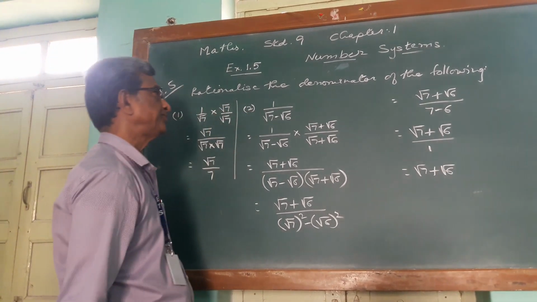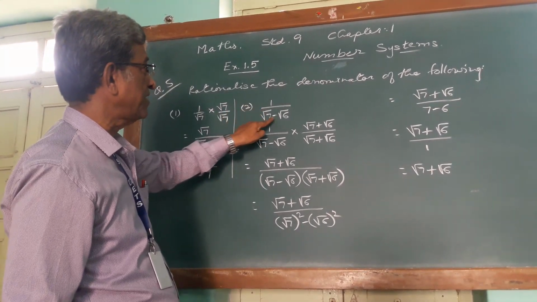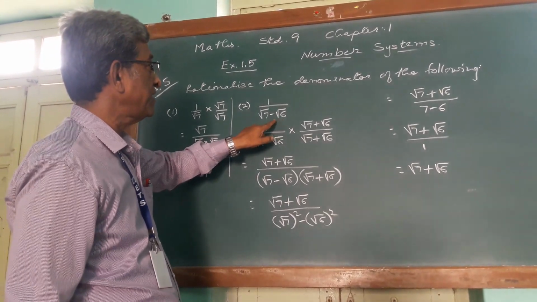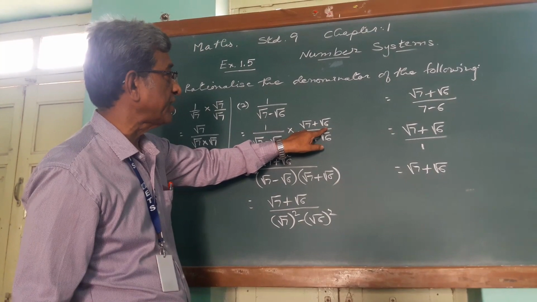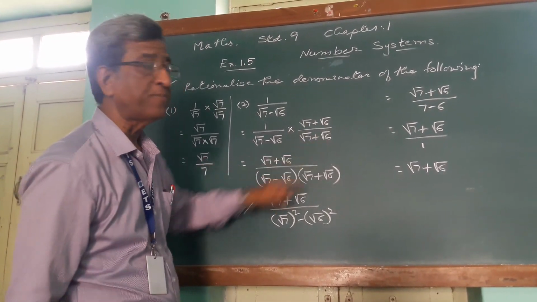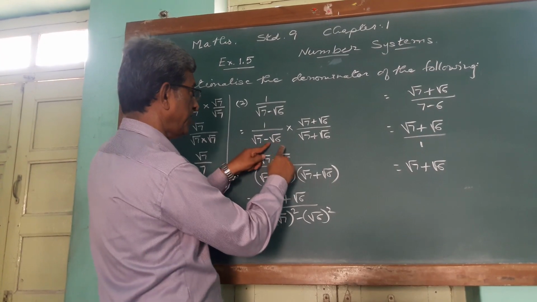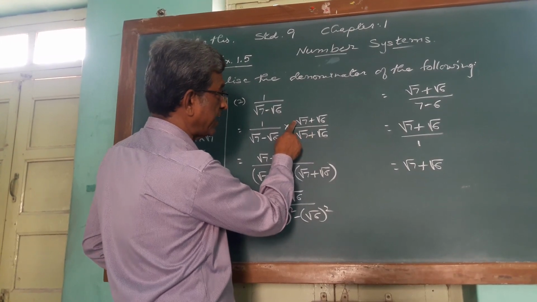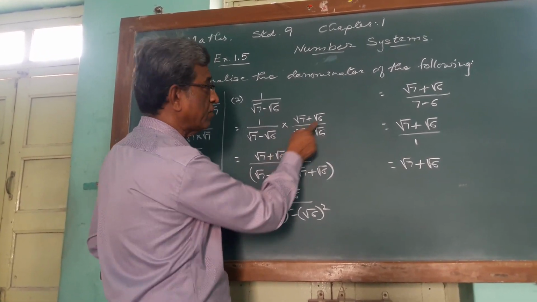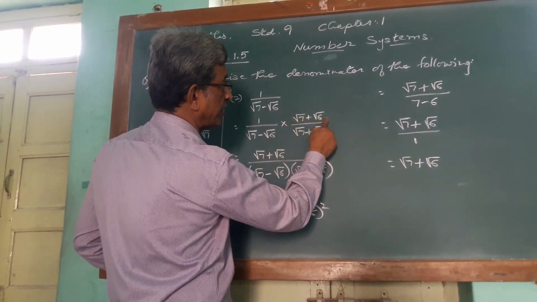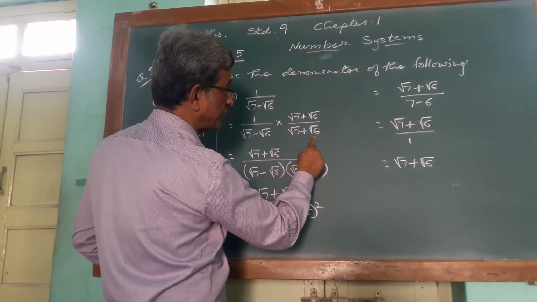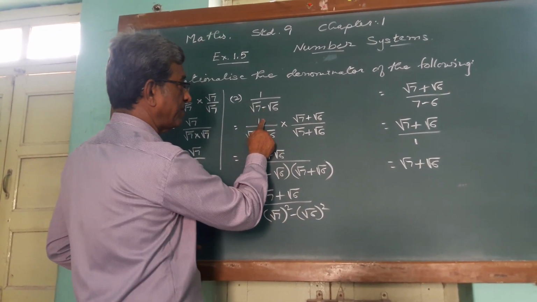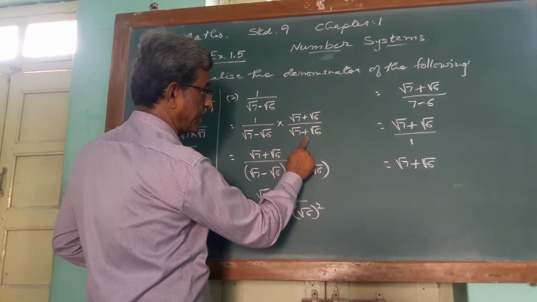Now the second question: 1 upon root 7 minus root 6. Here you have to multiply by root 7 plus root 6 upon root 7 plus root 6, the opposite sign. If here it is minus, here you have to write plus. If here it is plus, you have to write minus. But numerator and denominator must be the same because this gives you 1. Root 7 plus root 6 upon root 7 plus root 6 gives you 1, so you have not made any change in the given number. Multiply numerator and denominator.